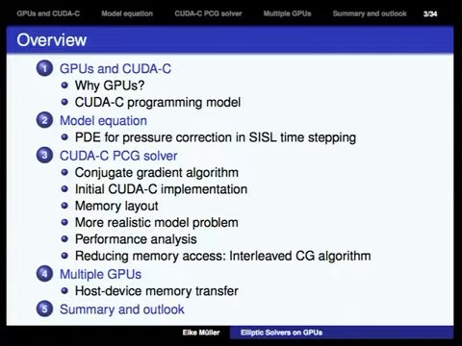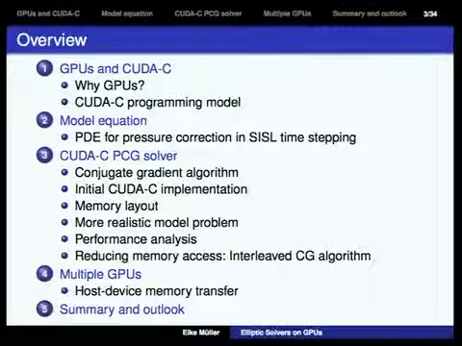Then, last Friday I implemented this new version. It's still the conjugate gradient algorithm, but Rob had an interesting idea for how you can reduce the memory access in this algorithm by moving some of the BLAS operations into the kernels that you put on the GPU. That's quite important, because memory access is important. And then, as I promised, there is a bit on multiple GPUs in my talk.